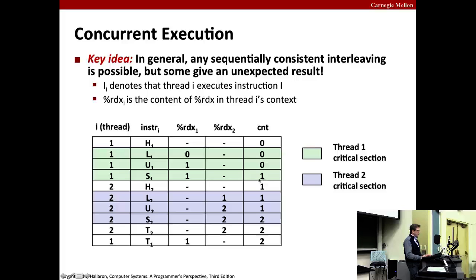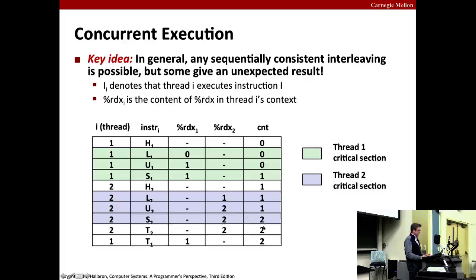Now at this point, the kernel decides to schedule thread 2. So thread 2 begins executing. And when it begins executing, the value of count is 1. So it executes H_2. Then it loads count into thread 2's copy of RDX. So now RDX equals 1. It updates it. Now it's equal to 2. And then stores that value back to count.